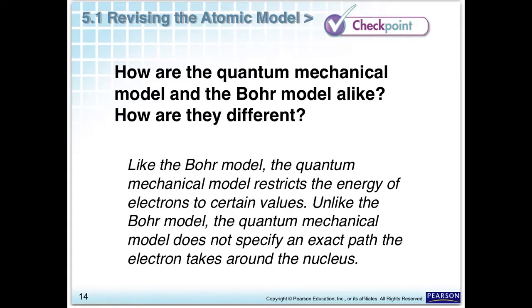So the Bohr model and the quantum mechanical model, let's compare them just for a minute. The quantum mechanical model and the Bohr model both restrict the energy of electrons to certain values. However, the quantum mechanical model does not give us an exact path for the electron around the nucleus. And let's get into that a little more.